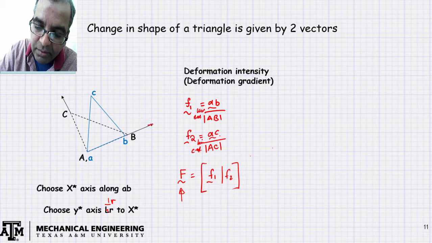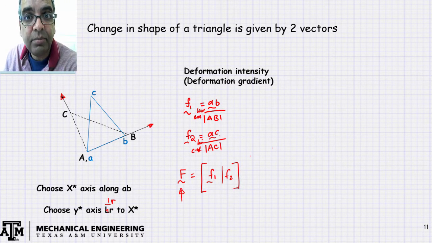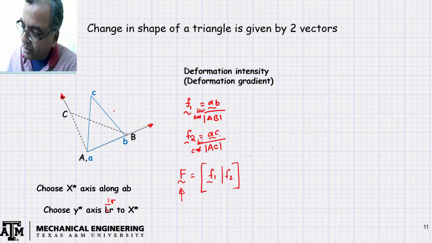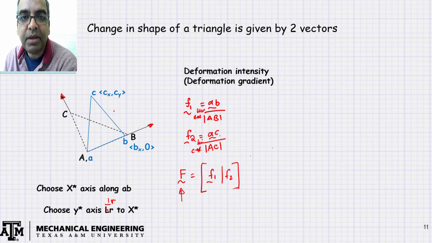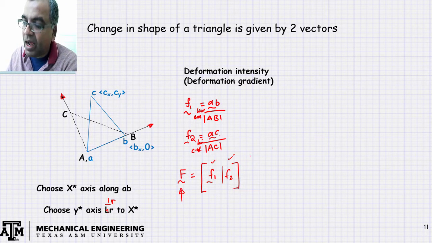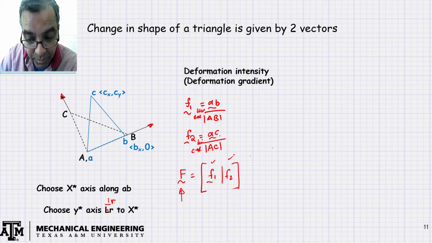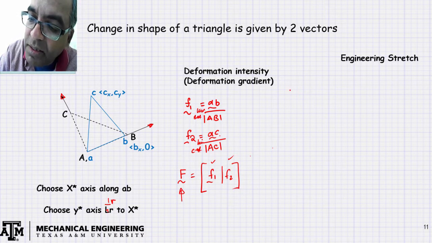First one is this vector, second one is that vector, and now I have a local coordinate system by which I can mark the points B and C. So notice B will be Bx comma 0 in this notation, right? And C will be Cx comma Cy. That's very nice. Now I can write down this F matrix, and because it's with respect to this particular coordinate system, it will be called F star, the engineering stretch matrix.